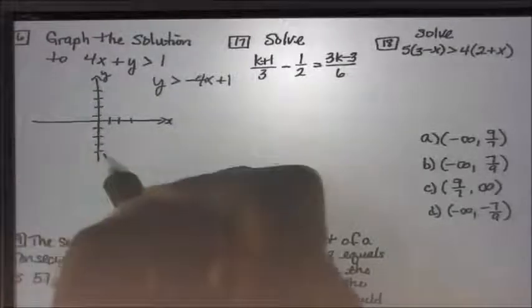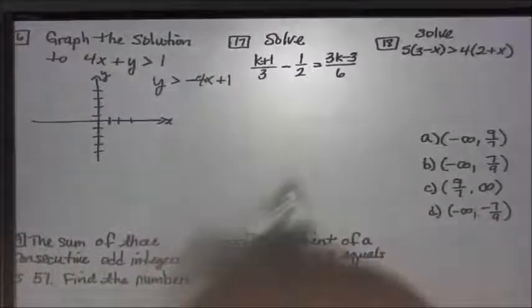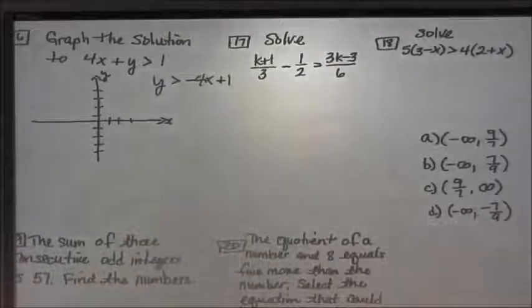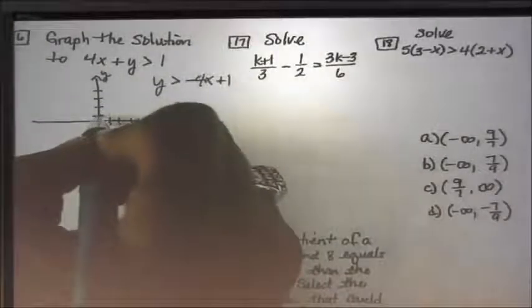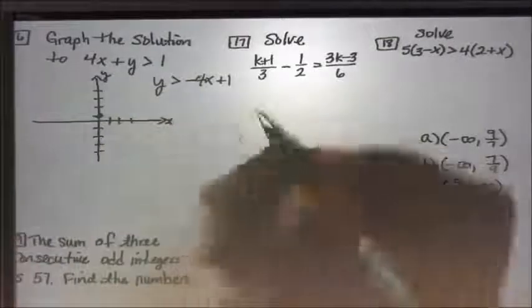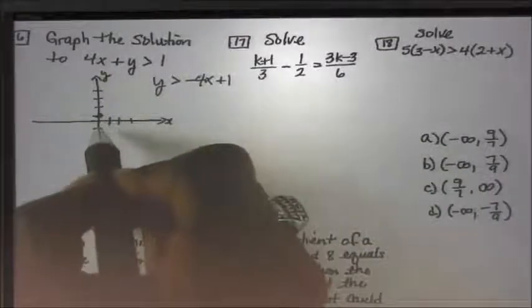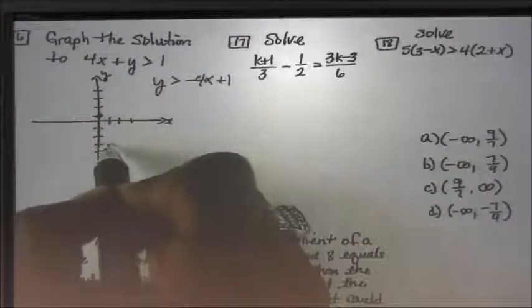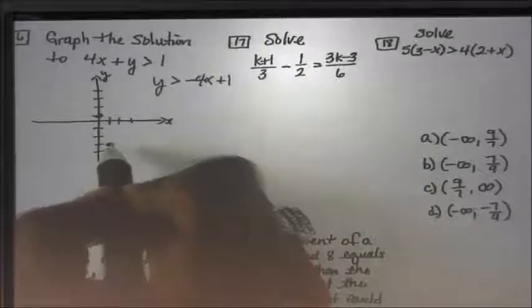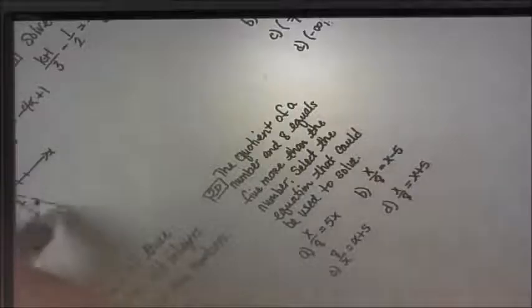So now we're starting with our y-intercept, and the slope tells us to go up 2, 3, 4 over 1. What kind of line do I need? Need a broken line there.